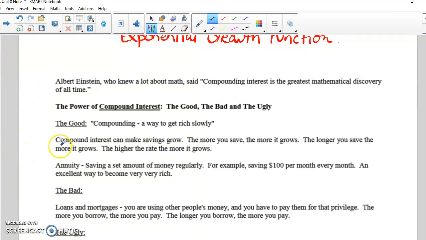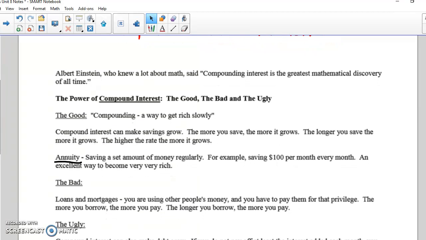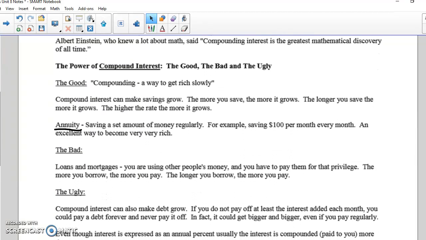Annuity is another term: saving a set amount of money regularly. For example, saving $100 per month every month. This is an excellent way to become very rich, especially if you have good interest. So this lesson maybe can teach you how to get some more money.